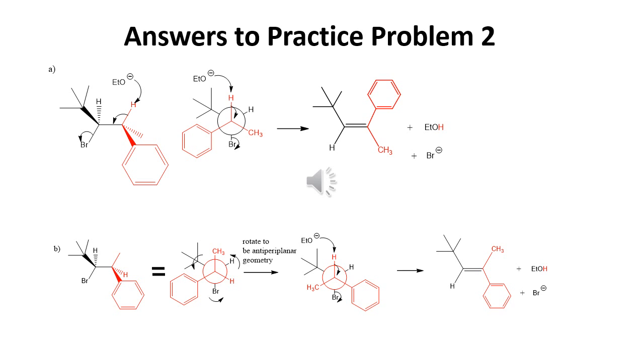So in order to get the correct geometry in our alkene, you have to first make sure that your leaving group and your beta CH bond are anti-periplanar. Notice that sometimes I pronounce anti one way and sometimes another, and it's okay if you flip back and forth.